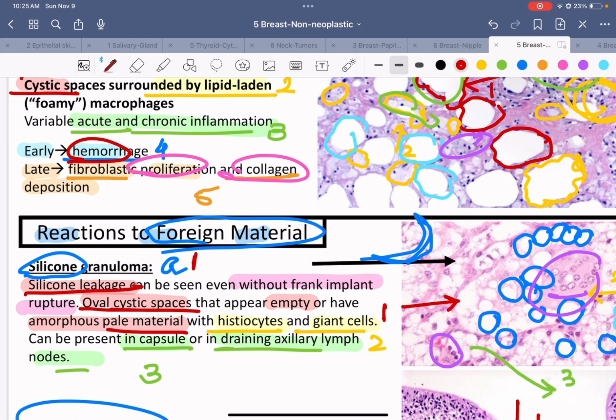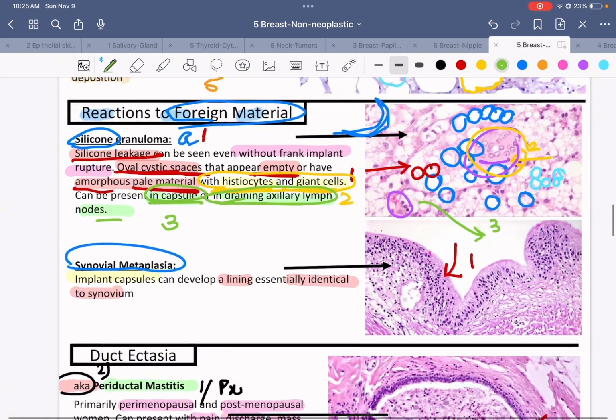The silicone leakage can be present in the form of oval cystic spaces like the soap bubbles that we can see over here. These soap bubbles can be empty or they can have amorphous pale material in them, and they can be surrounded by histiocytes and giant cells as well. And this can be present in a capsule or in a draining axillary lymph node as well.